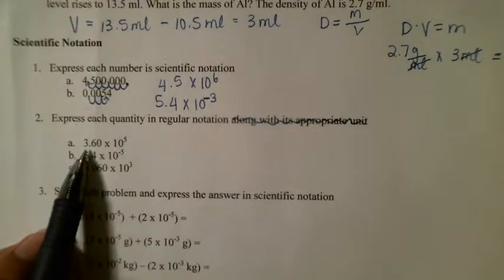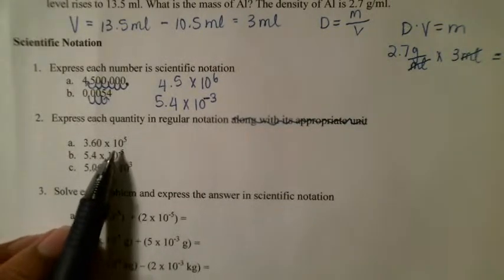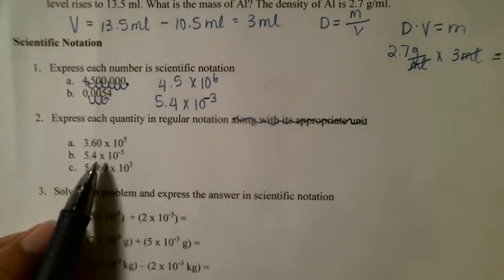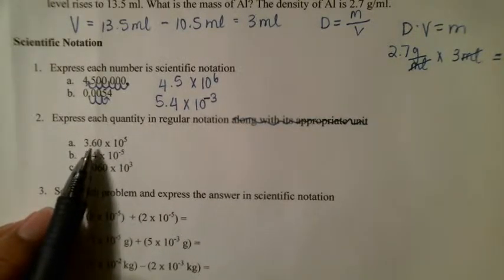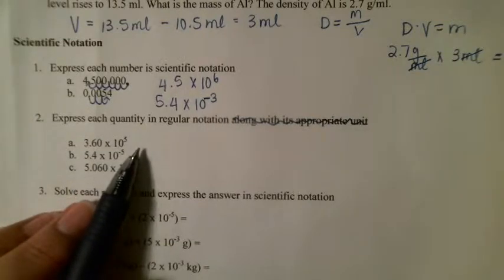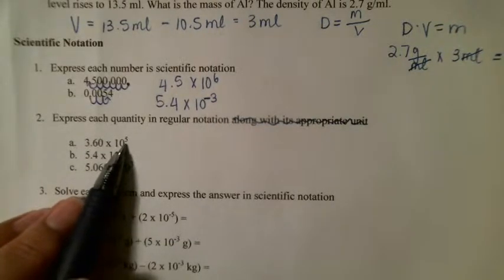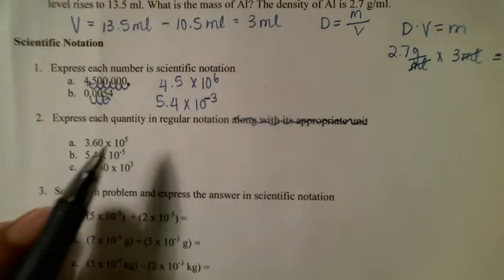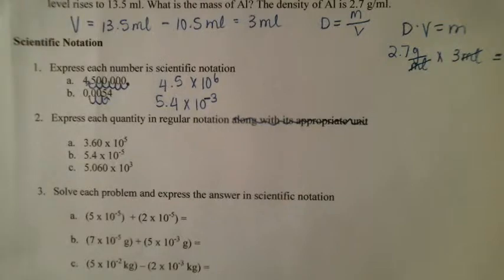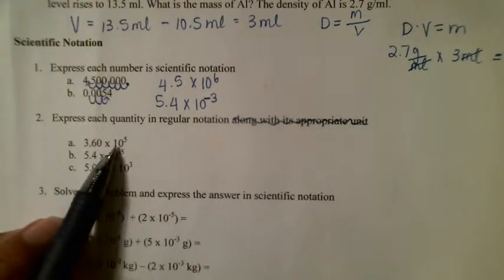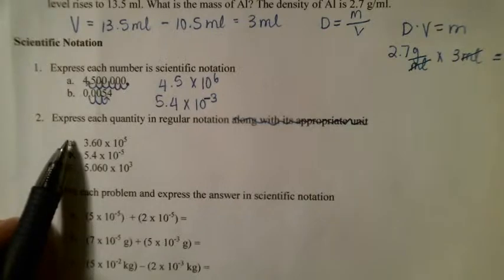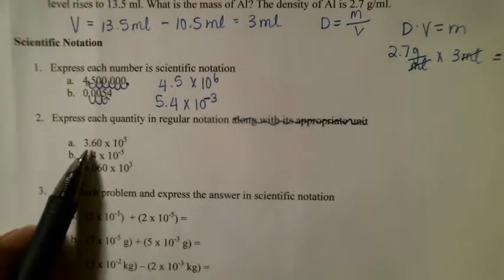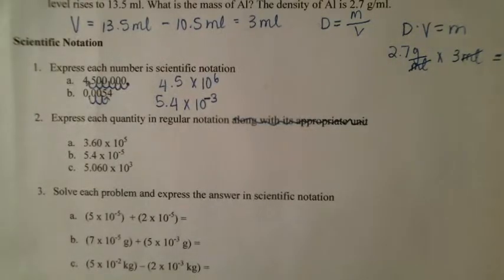Okay, so A is 3.60 times 10 to the 5th. If we want to go from scientific notation into regular notation and the exponent is positive, we're going to hop to the right. That makes sense also because a positive exponent means that the number has to be bigger than 1. If we were to hop the decimal to the left, we'd be getting a very, very small decimal, which is less than 1. So you guys always double check yourself.